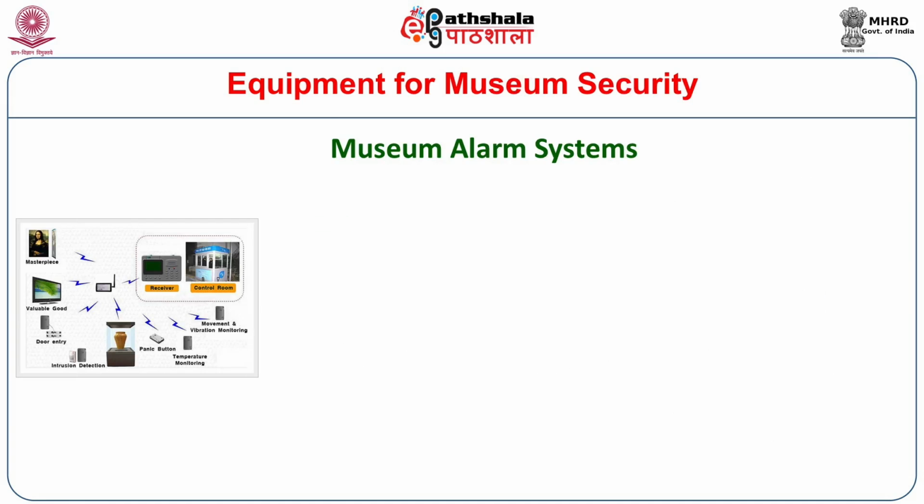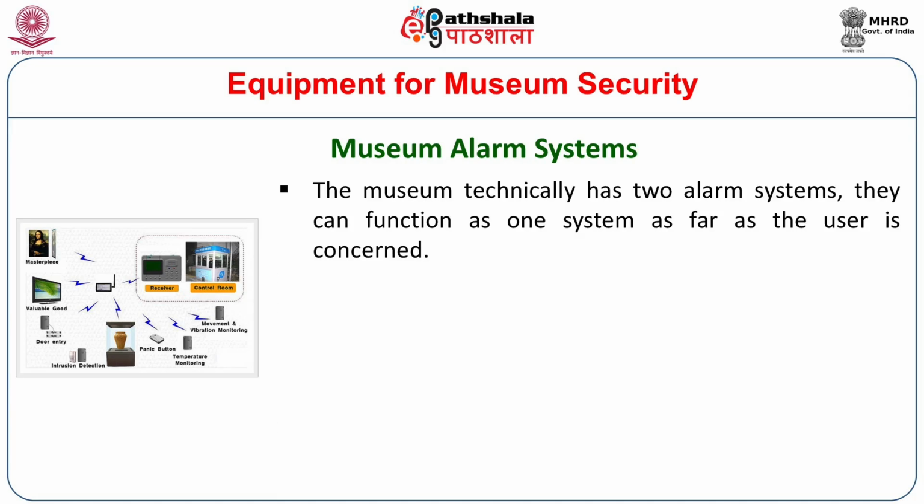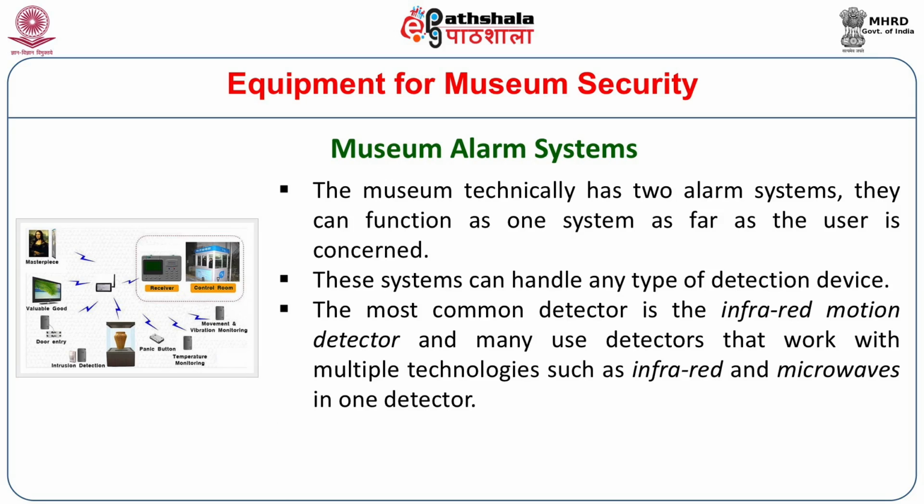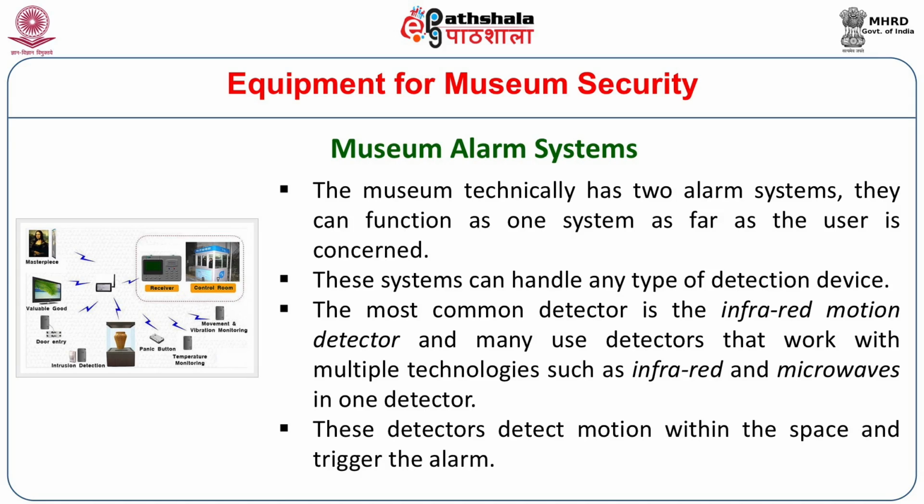The museum alarm system is another important area, which is mainly used for the security of the collection, museum personnel, and also the stakeholders or visitors. The museum technically has two alarm systems. They can function as one system as far as the user is concerned. These systems can handle any type of detection device. The most common detector is the infrared motion detector, and many use detectors that work with multiple technologies such as infrared or microwaves in one detector. This motion detector is used within the space and it triggers the alarm whenever necessary.